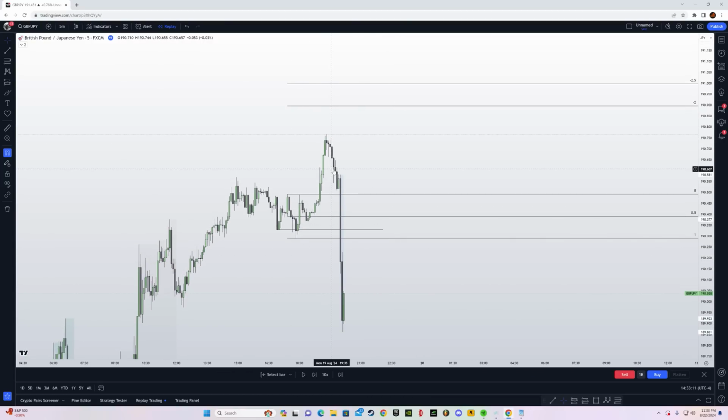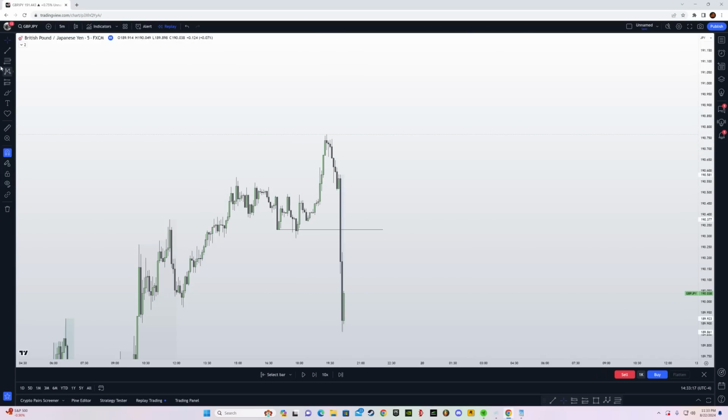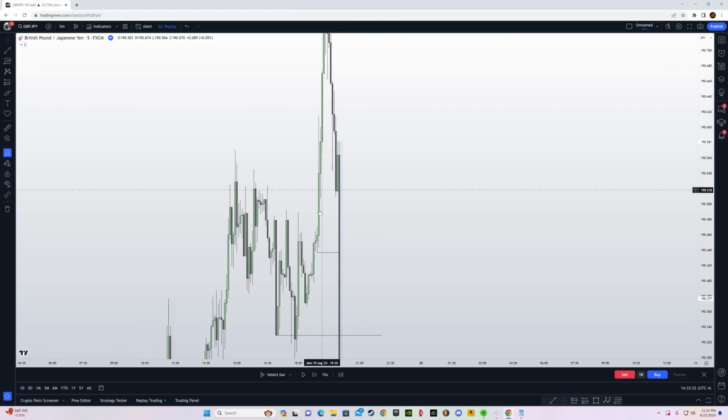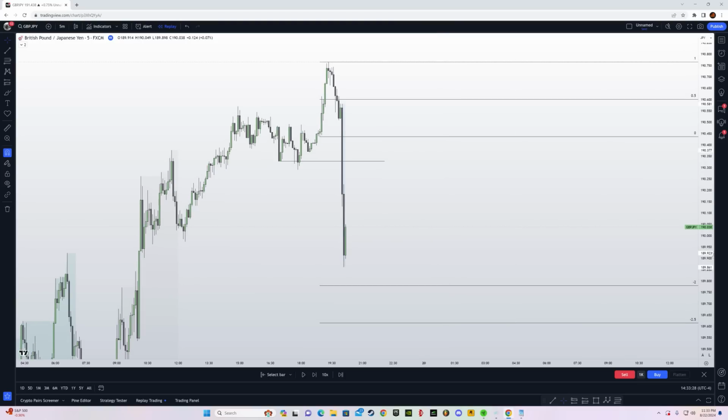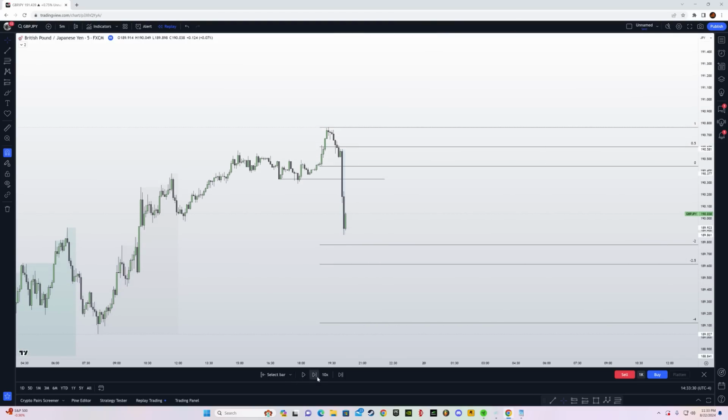We never reached the -2 and -2.5. So now, if you look closely over here, we got another shift in the market structure. We broke this low here. So now I'm going to use my fib from this high to this low. And let's see if we reach the -2 and -2.5.